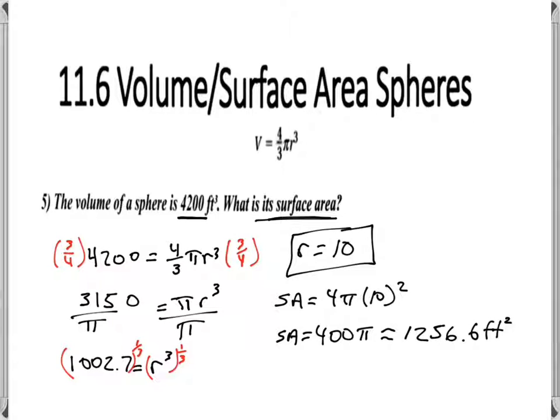So, you set up your equation, 4,200 equals 4/3 pi r cubed. Undo the 4/3 by multiplying by the reciprocal, 3/4, divide by pi, and then take the cube root of both sides to get that your radius is 10. Once you have your radius, you plug it back into your surface area formula of 4 pi times 10 squared. You get that your surface area is either 400 pi or 1,256.6 feet squared.